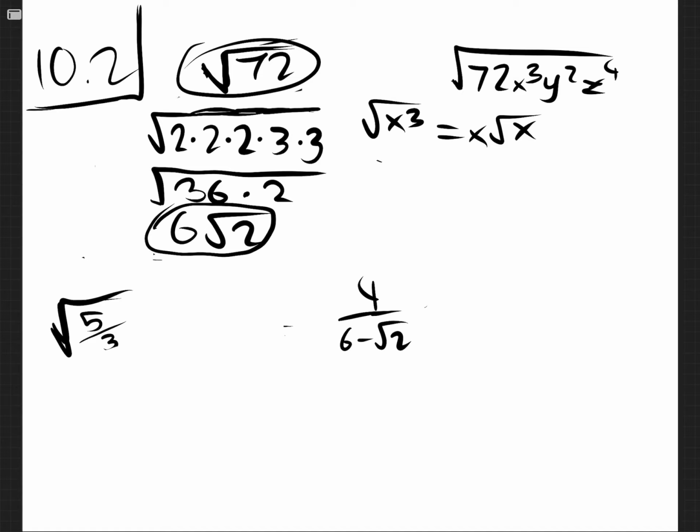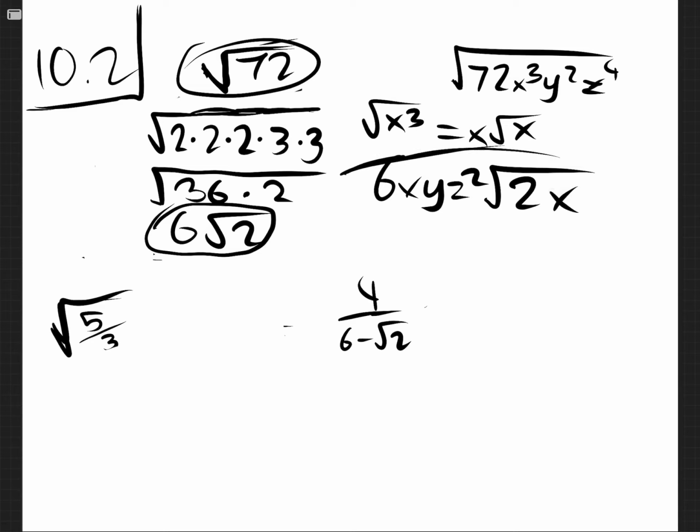What we have for the final thing is an x on the outside, so 6x, y, and z squared. And then on the inside, we have the 2 from earlier, and then we have that extra x that couldn't come outside. And that's how you simplify this.